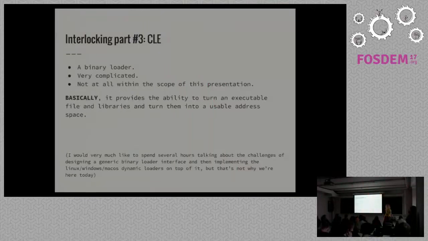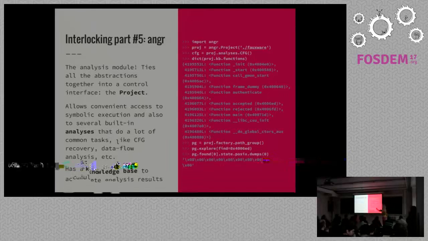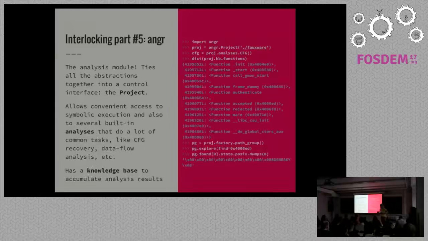Don't copy your code. So then interlocking part number 5, the last part, there's an infinite number of interlocking parts, but let's pretend that there's a finite number, so there's 5 of them, is angr, the actual top-level control module. So this takes all these abstractions and puts them together into a control interface called a project, which allows convenient access to symbolic execution and also several built-in analyses that do a lot of common tasks like control flow graph recovery, data flow analysis, etc., etc. And additionally, it has a knowledge base that allows analyses to store artifacts of truth that it has found about the program it is analyzing.